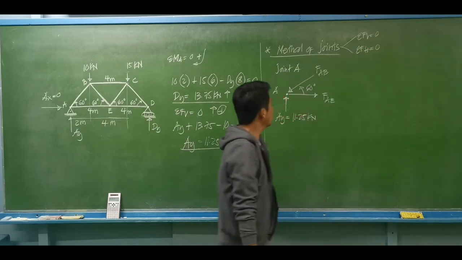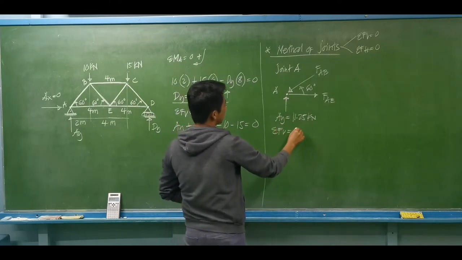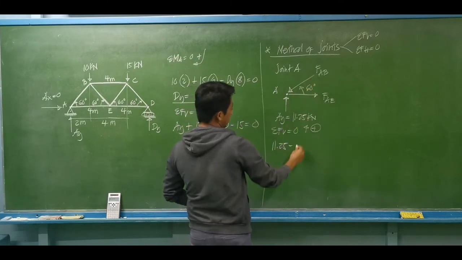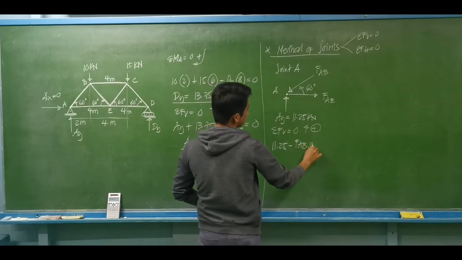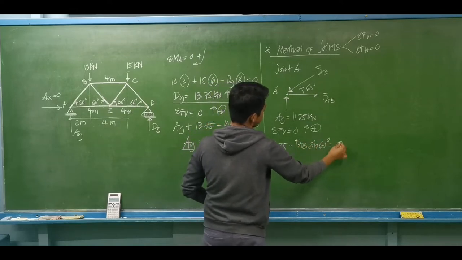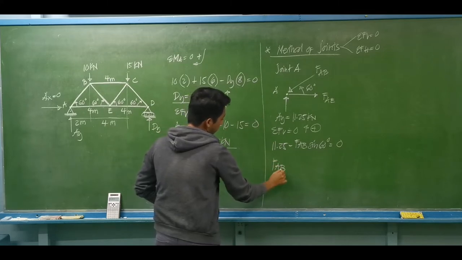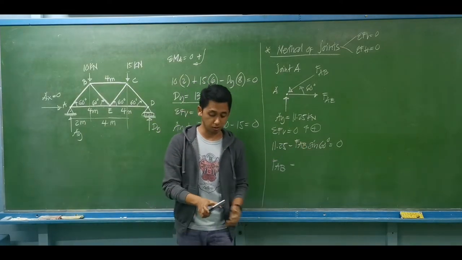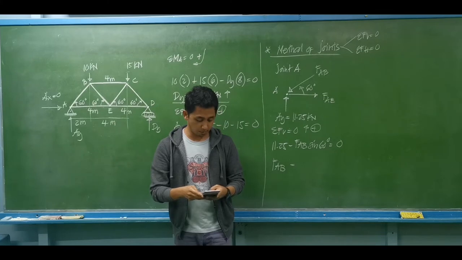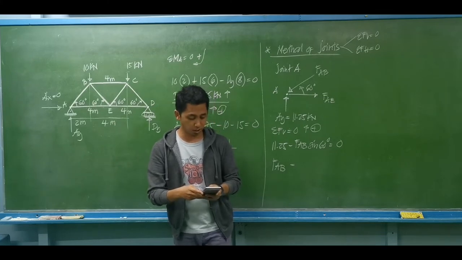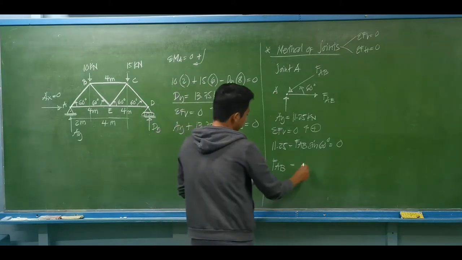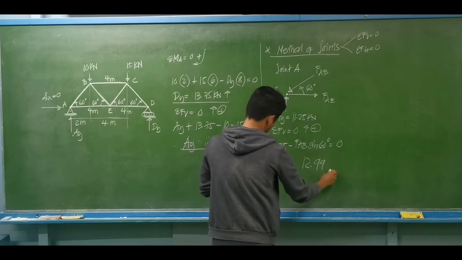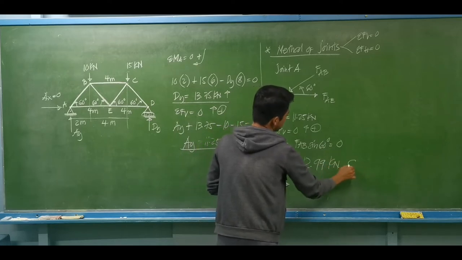Yun lang naman siya. So summation of forces vertical equal to zero, upward forces to be positive. 11.25 minus vertical component of AB, that is sine of 60 degrees, equal to zero. So what will be the axial force for member AB? And obviously this will be positive, which means correct assumption. So that is 11.25 divided by sine of 60, and we'll be having a value of 12.99 kilonewtons. And it is compression.